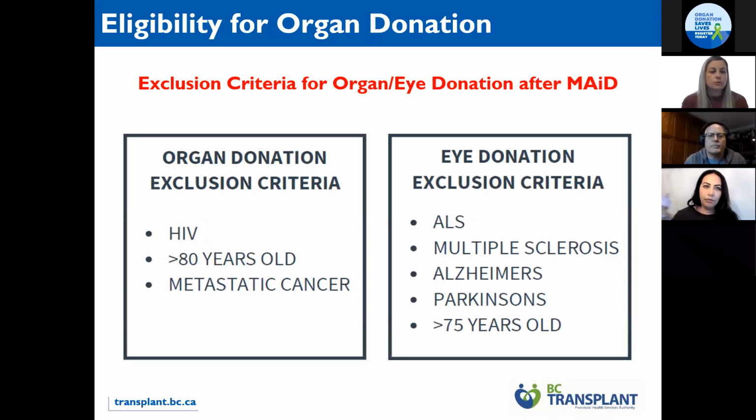Exclusion criteria for organ donation: patients who have HIV, who are older than 80 years of age, and have metastatic cancer. Hard exclusions for eye donation are patients with ALS, MS, Alzheimer's, Parkinson's, and greater than 75 years of age.